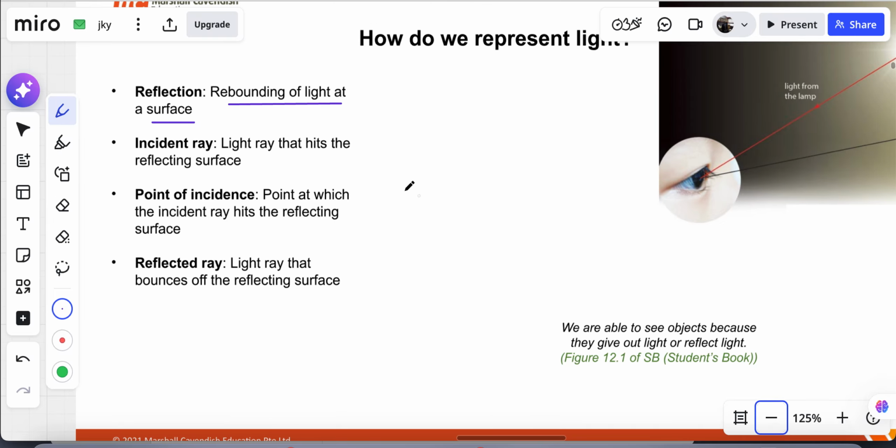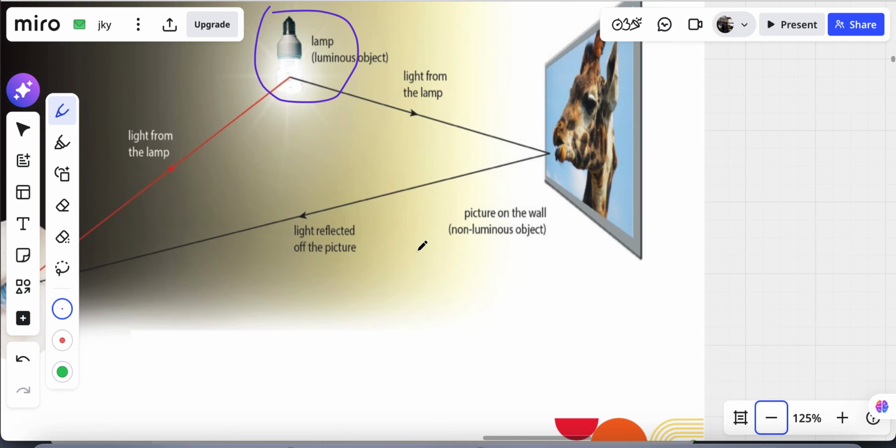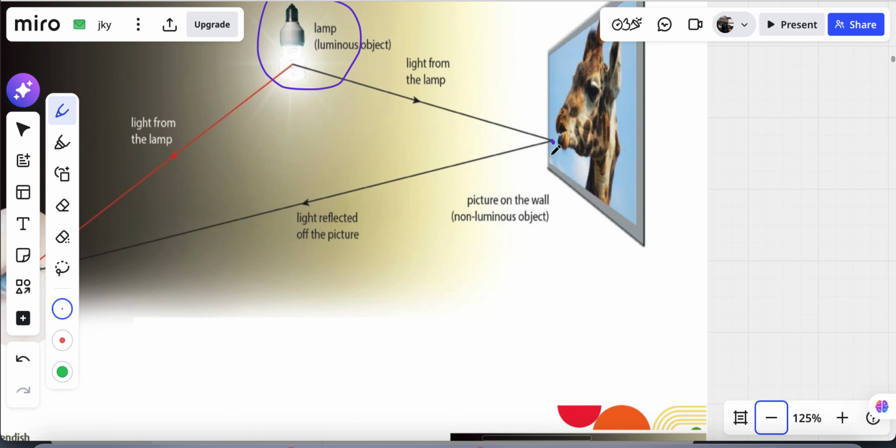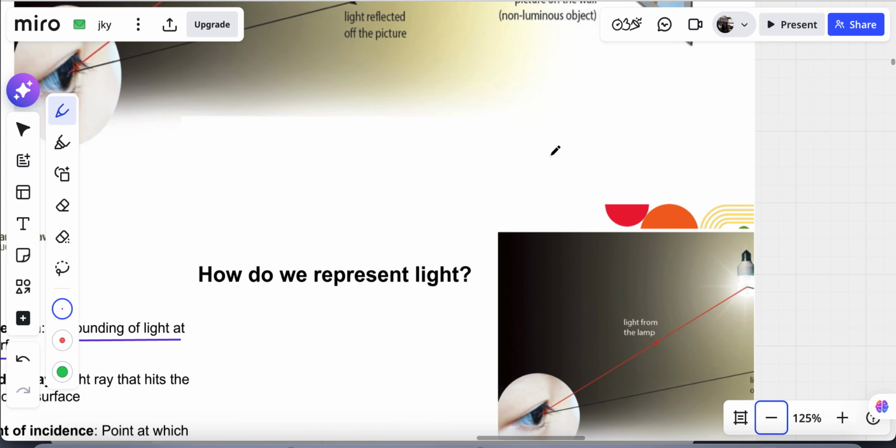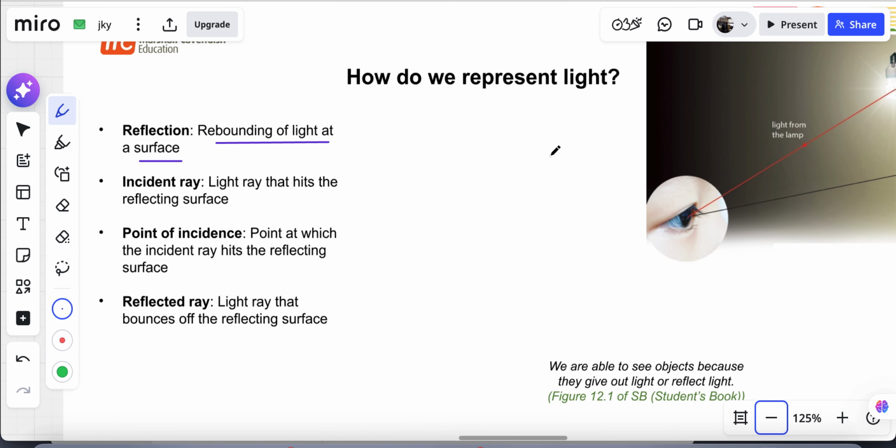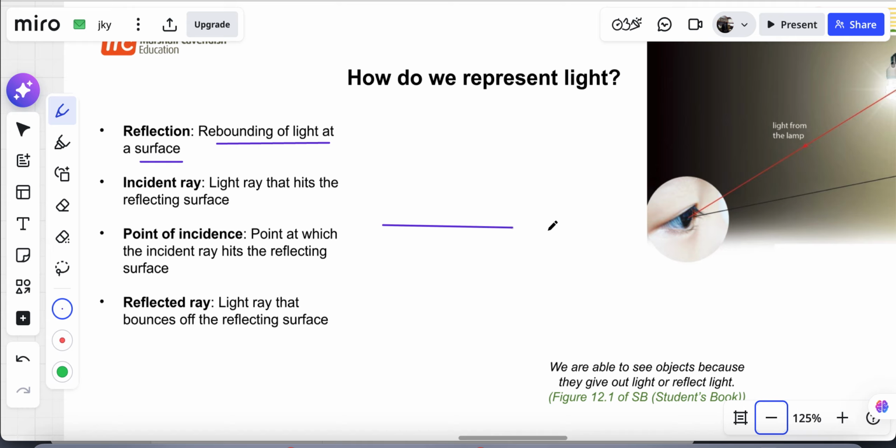Now, the point of incidence is the point at which the light ray hits the reflecting surface. The exact point where the light ray hits is called the point of incidence. The point where the light hits the reflecting surface. For example, if we draw it here, where is the point of incidence?